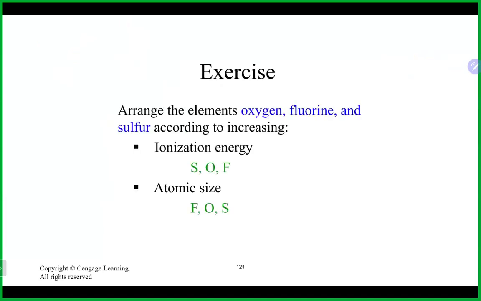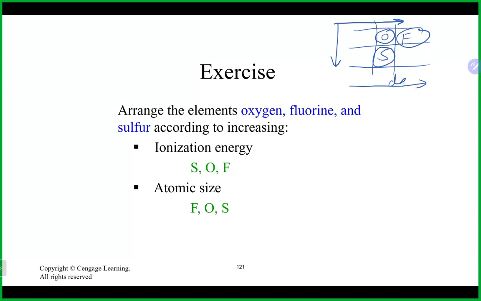What elements here have increasing ionization energy? S, O, and F. So if we look at this on the periodic table, this is what it looks like. Their positions. So we can see here in terms of ionization energy, it increases as we go this way. Fluorine should have the most. Oxygen should have the next most. And then sulfur should have the least. And in terms of atomic size, it decreases as we go this way and increases as we go this way. So fluorine should be the smallest. Sulfur should be the largest coming down here based on their location on the periodic table. Any questions on any of that there?